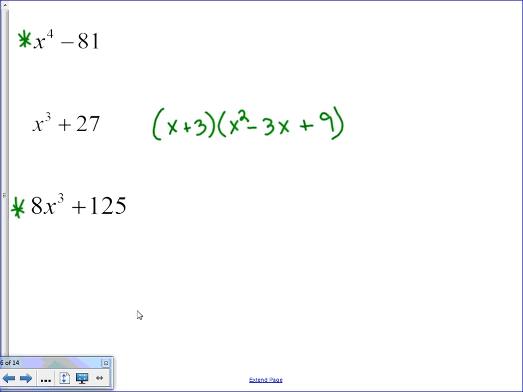So go ahead and see if you could crack a play on to factor x to the 4th minus 81.